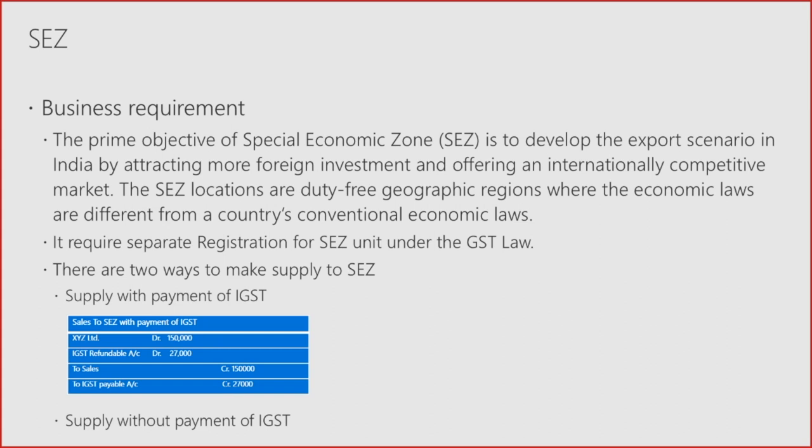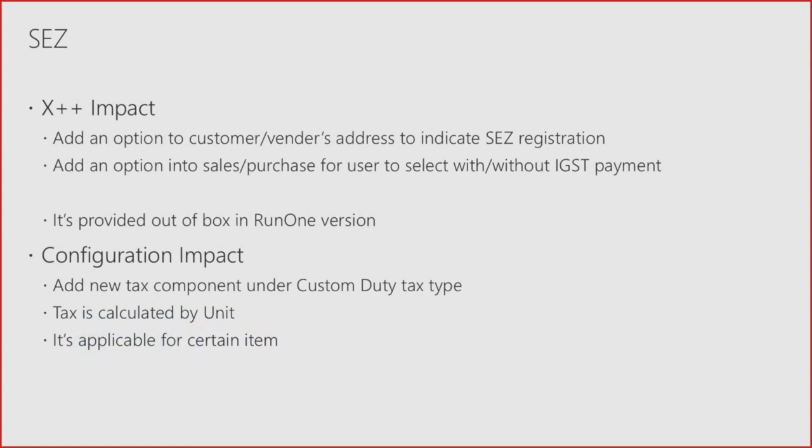back to the GTE story. What is the impact to finance and operation, and what is the impact to our GST configuration? So again, firstly, we need to check whether there is any X++ impact. The first requirement is that the user or business should have a separate registration in the SEZ area. So we need to add an option to the customer or vendor's address to indicate whether this address is within SEZ. So we need some UI changes in the customer vendor address or other places. It's possible you add this change in the enterprise registration number master. That is also acceptable.